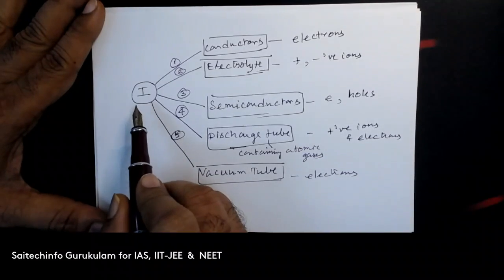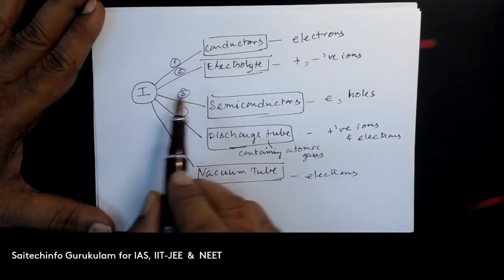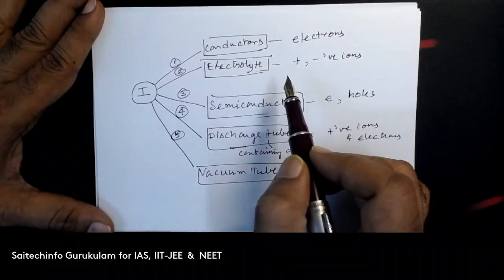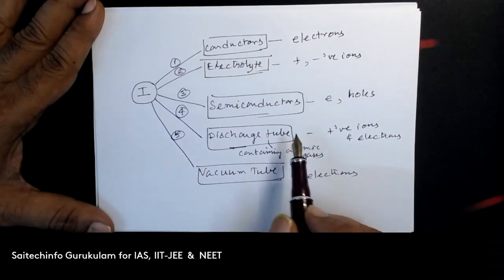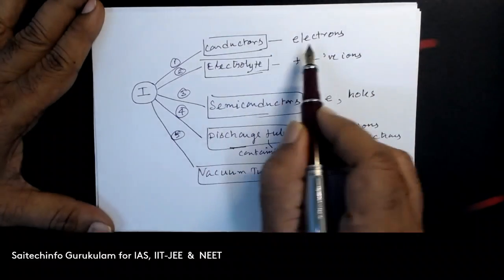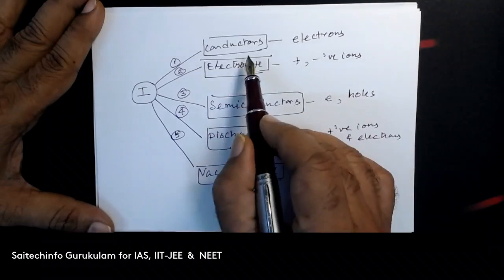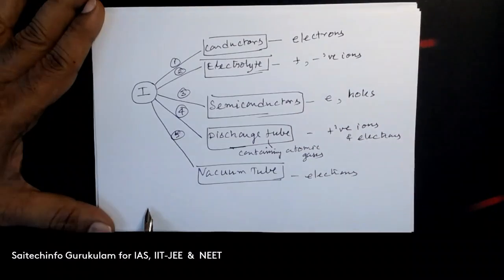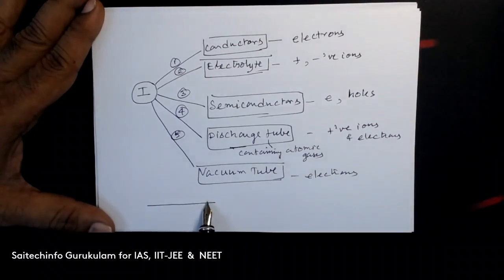Let me discuss the current in different situations like conductors, electrolyte, semiconductors, discharge tube and vacuum tube. In the case of conductors, electrons are responsible for conductance of electricity. In fact, when the electron in a conductor is moving in this direction, the current is indicated in the opposite direction. Are you able to follow?